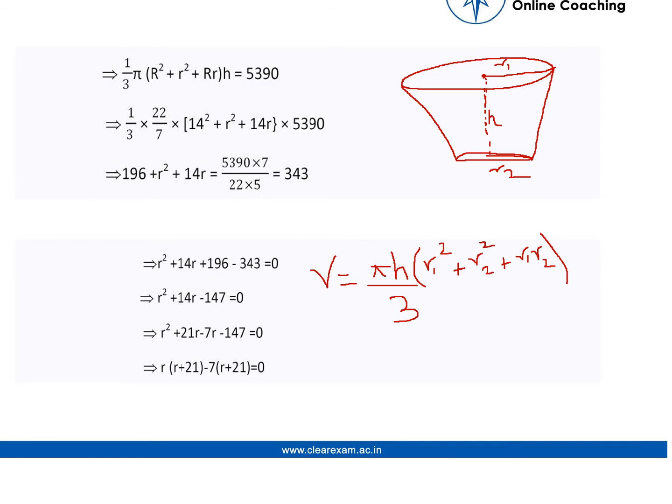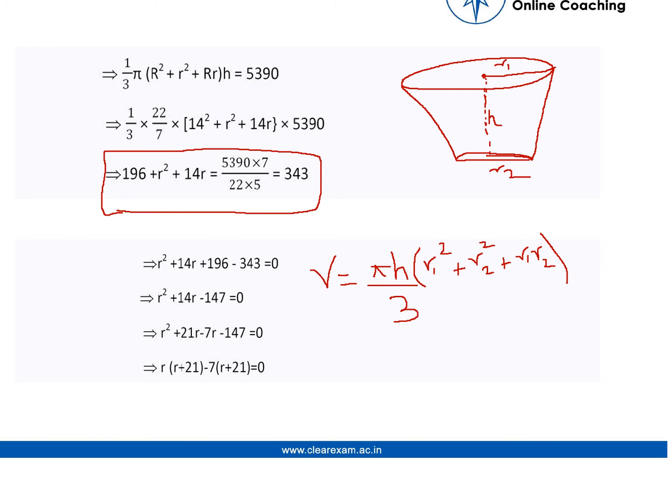I have already drawn the diagram for your convenience. The R1 is the bigger radius, R2 is the smaller radius, and this is the height. The volume of bucket is 1 by 3 pi h times R1 square plus R2 square plus R1 into R2. So if we put the values here, we get this equation.